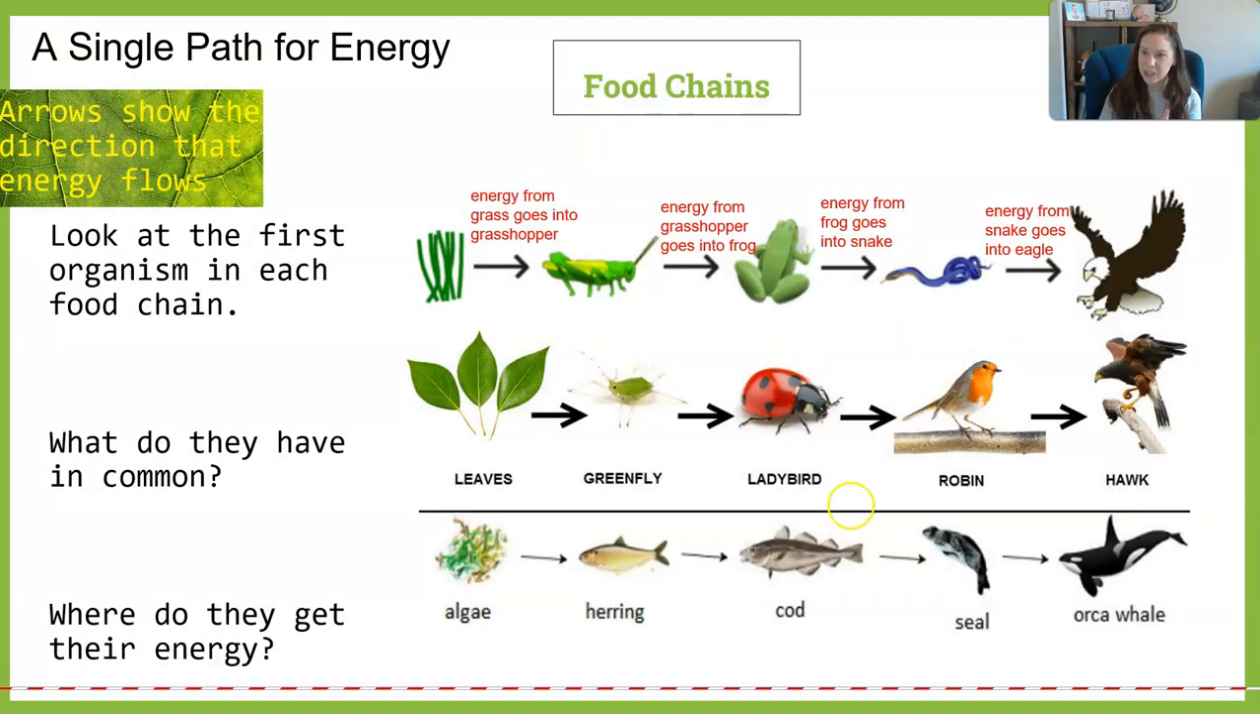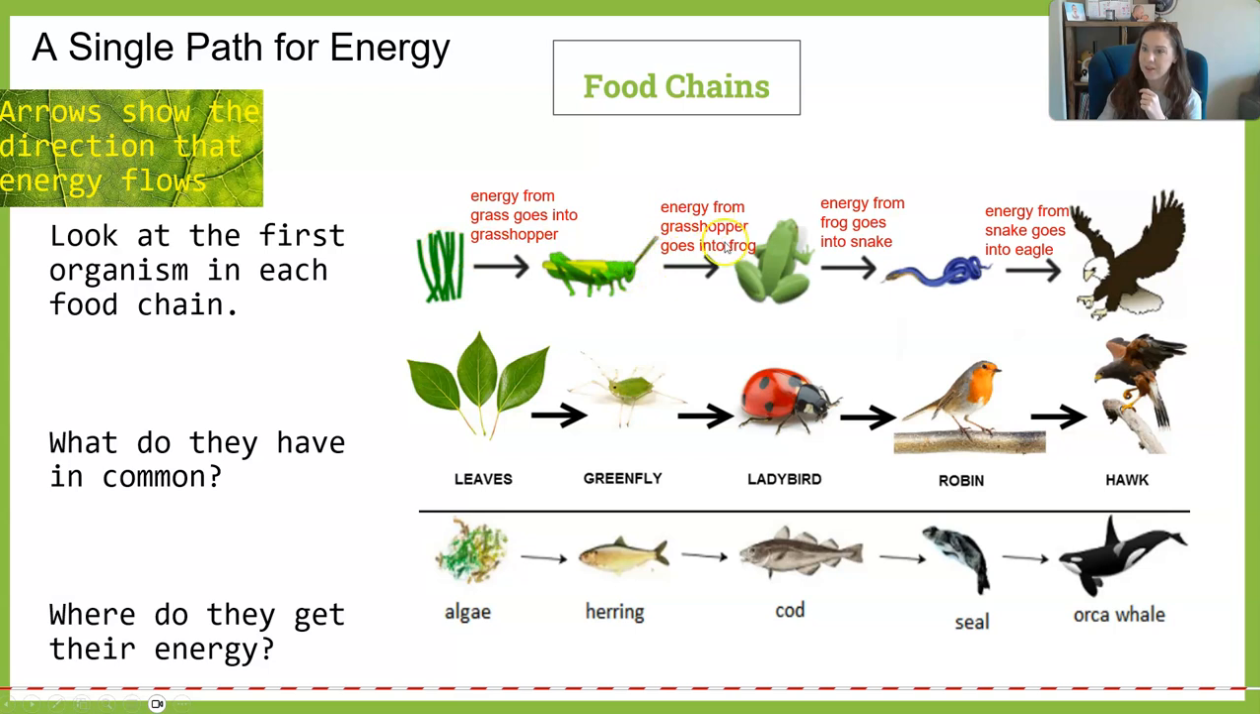So if we take a look at a food chain, here we have the food chain that the first level here, these are all producers because they are using their energy that they get from the sun to create energy that other organisms can consume. So the energy from the grass is going to go to the grasshopper. This first level here, grasshopper, greenfly, the herring, they are all going to be consumers, first level consumers, because they are going to be the ones that eat the producer.